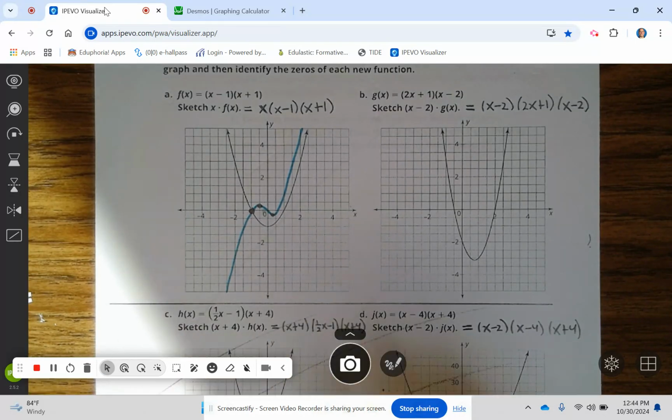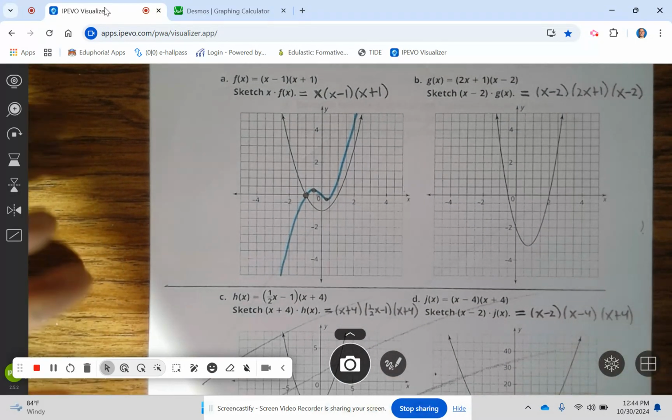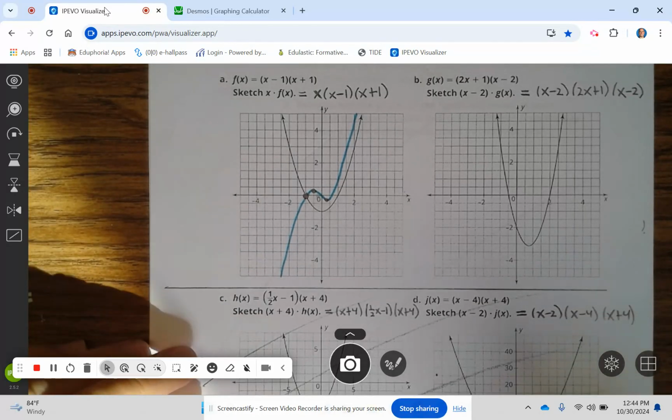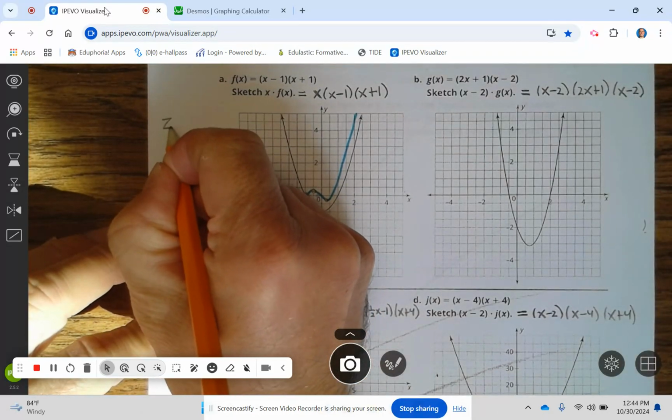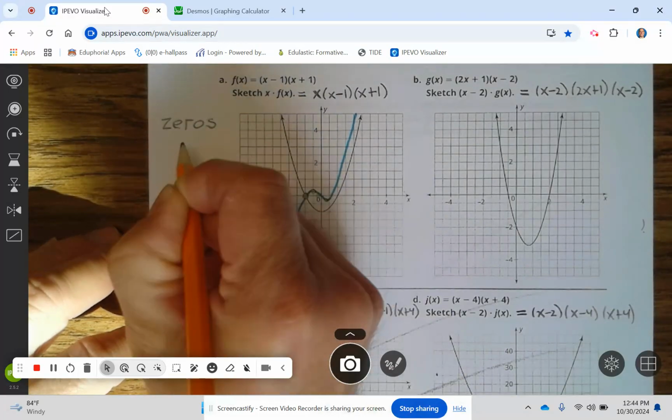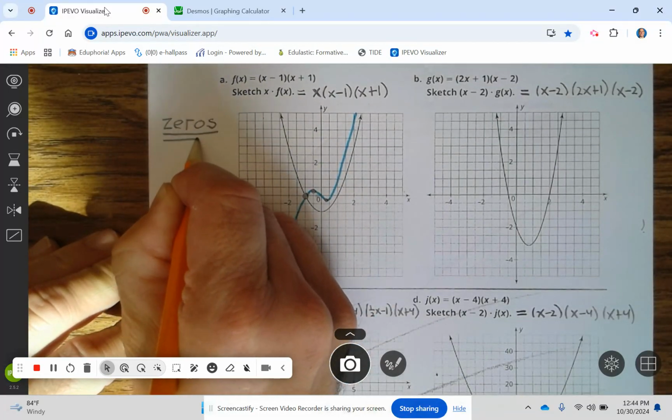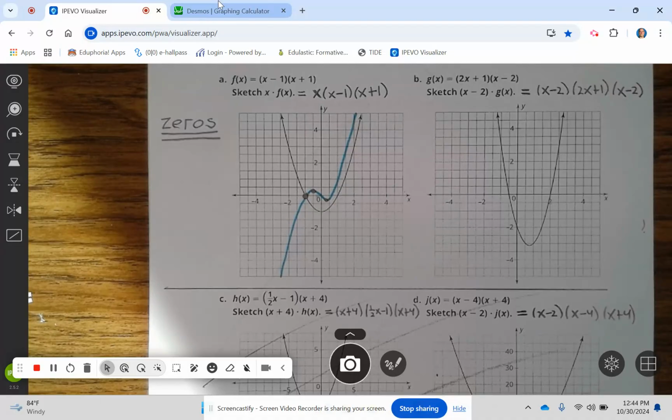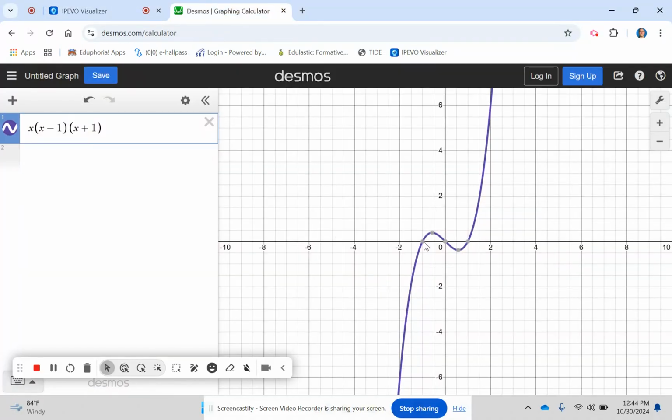All right, now our zeros. Let's go ahead and list our zeros. Let's use Desmos to do that. So our zeros here, here, and here.